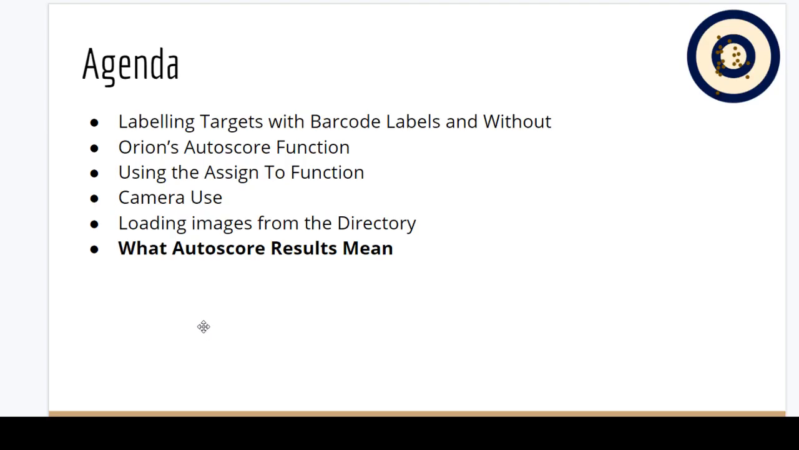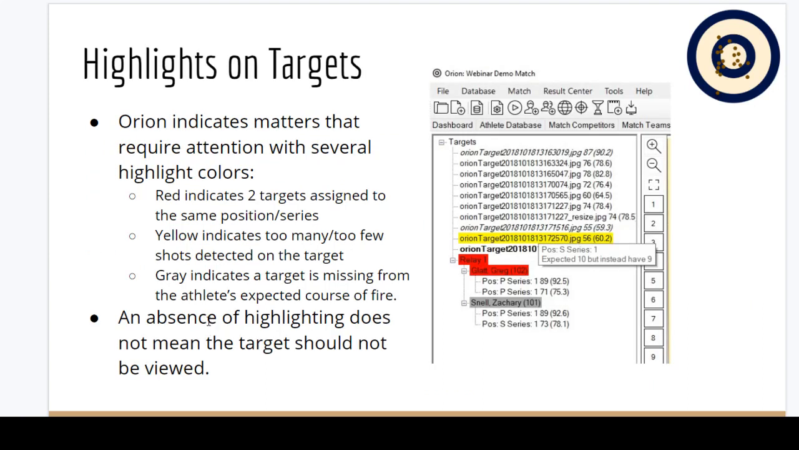Finally, we're going to talk briefly about what autoscore results mean and interpreting them. Specifically, I want to address highlighting on the targets, as this is a common support question we have. There are three kinds of highlights that you may see on a target. They're all indicated here: yellow, red, and gray. A yellow highlight indicates that the target has too few or too many shots. The red and gray highlights are limited only to athletes.